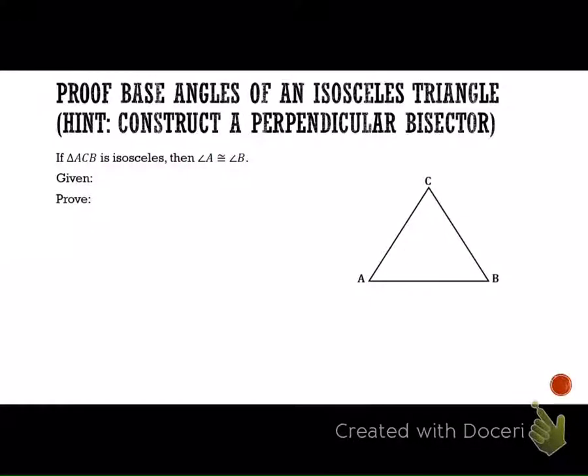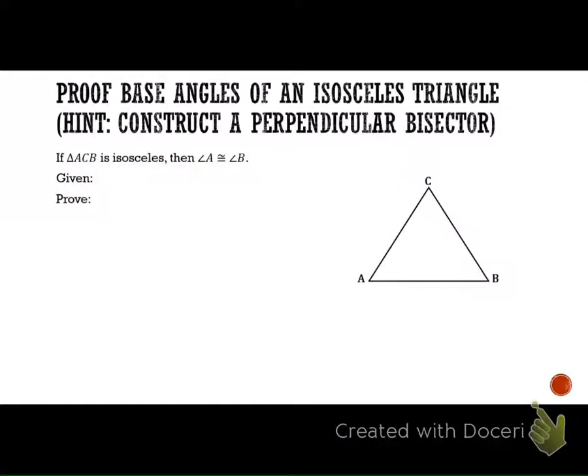All right, so let's start with this. Proof that the base angles of an isosceles triangle are congruent. The first thing we need to know is that we're going to construct a perpendicular bisector at some point in this proof, and I will show you exactly that with my compass. You do not need to pull out a compass and do it. You can just draw the line in when it comes to that point. Do you guys understand that?